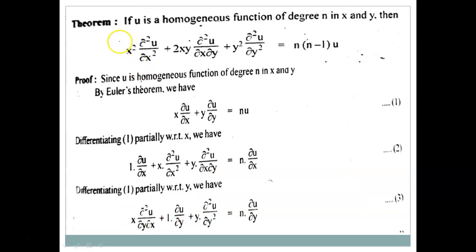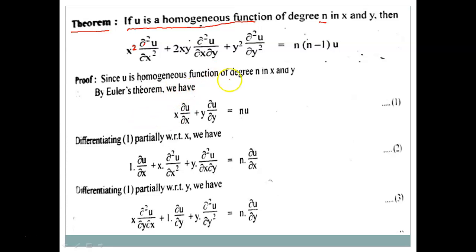Then one more result related to Euler theorem is here. If u is a homogeneous function of degree n in the variables x and y, then we have x square into del square u over del x square plus 2xy del square u over del x del y plus y square del square u by del y square is equal to n into n minus 1 u. So we can prove this result with the help of Euler theorem, because in the statement we are given that u is a homogeneous function of degree n.